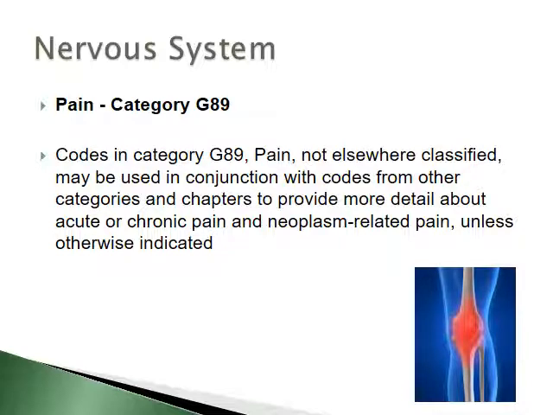Codes in category G89, pain not elsewhere classified, may be used in conjunction with codes from other categories and chapters to provide more detail about acute or chronic pain and neoplasm-related pain, unless otherwise indicated.